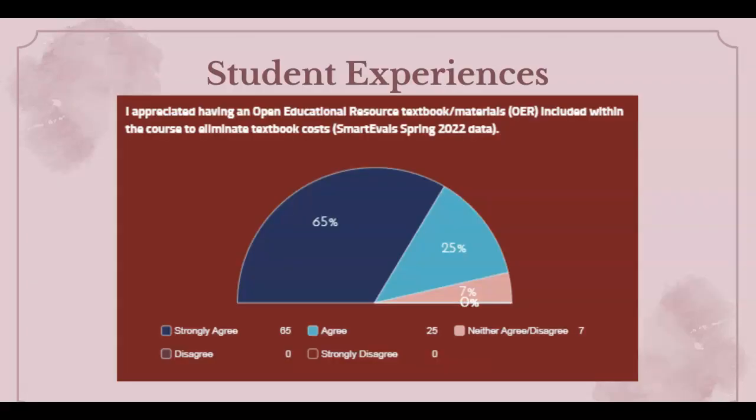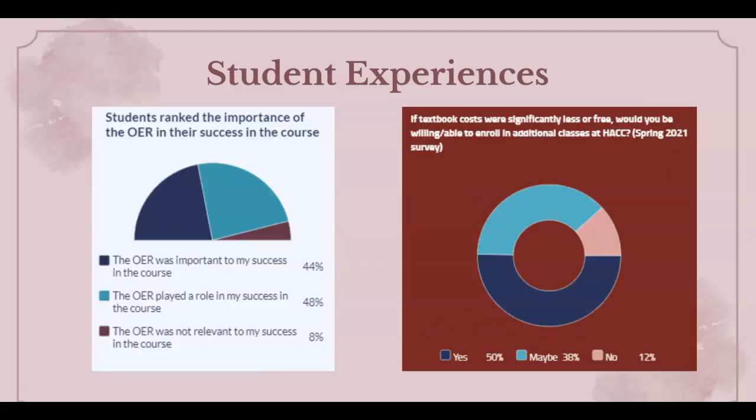When polled in 2022, over 90% of students in classes with OER appreciated having open education resources to eliminate textbook costs. 92% of students reported that OER played a role or was important to their success in the course. 88% of students also reported that if textbook costs were significantly less or free, they might be able to enroll in additional courses at HACC.